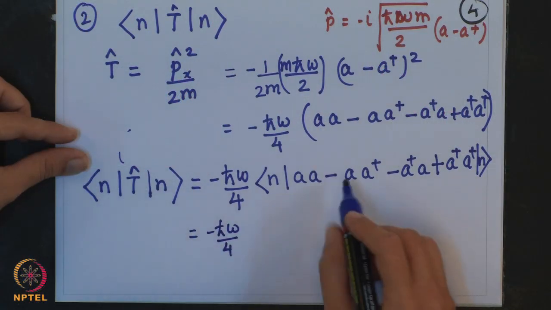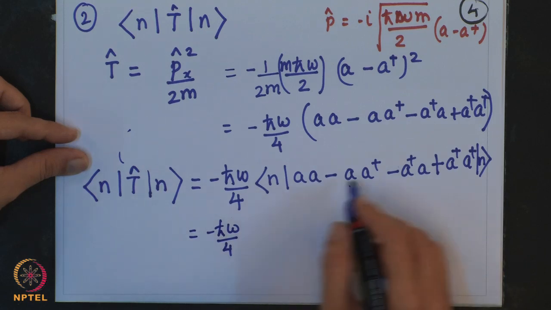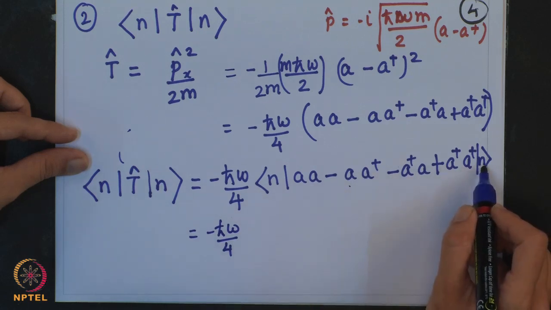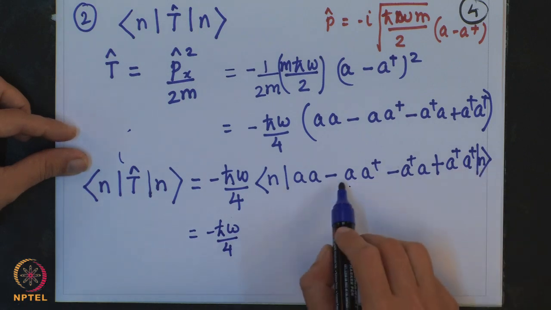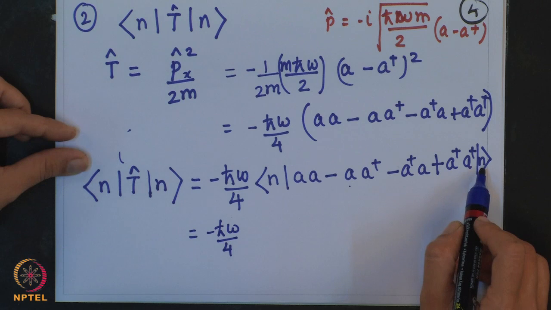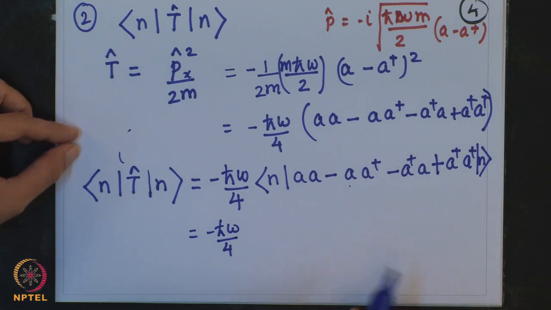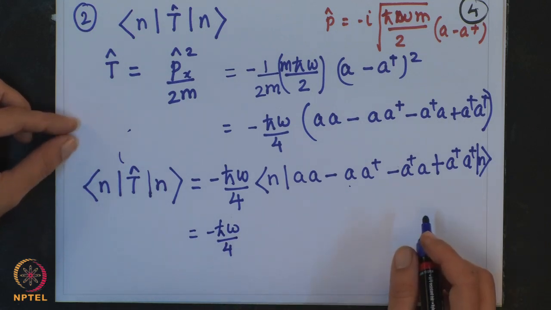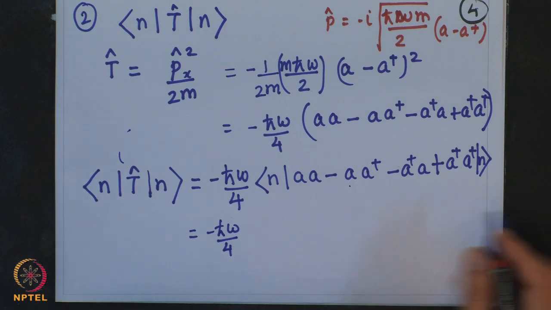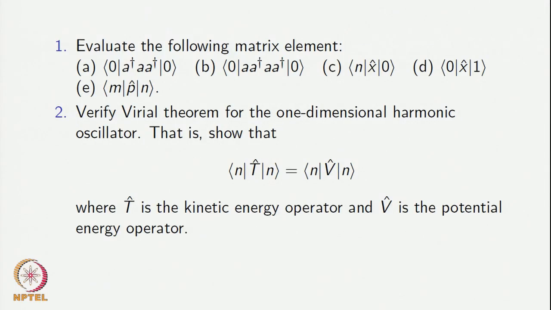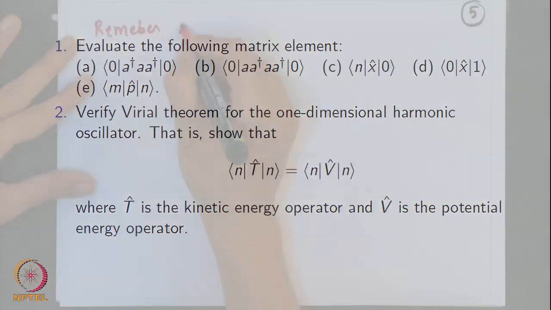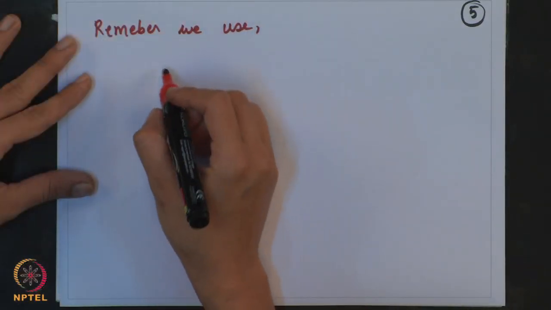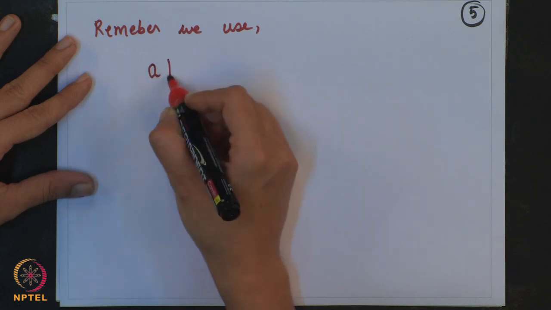Okay. So, with that intuition, a dagger when operated on n would give me n plus 1, and when you operate a on n, I will get n minus 1. So, remember here we are using one more thing, just remember, what do we use? We use a on n.